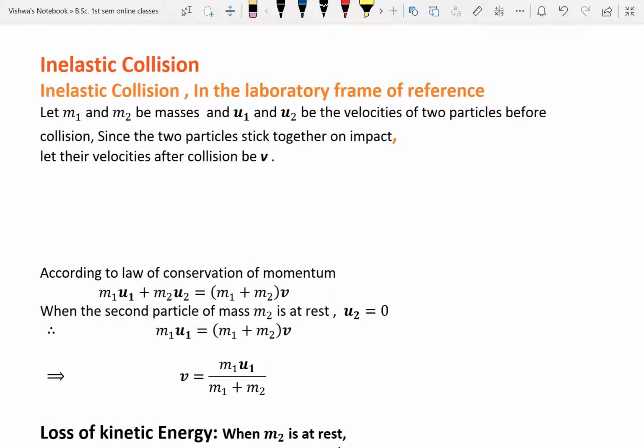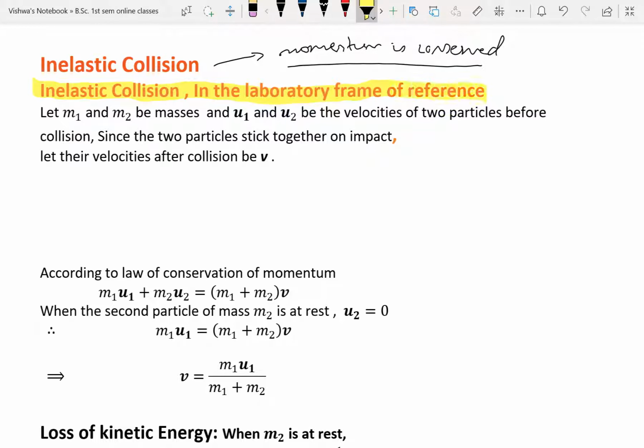As we know, an inelastic collision is a collision in which only momentum is conserved. Momentum is conserved but not kinetic energy. So this condition we are using here. If kinetic energy is not conserved, that means some amount of the energy may be converted into another form. Let's see the inelastic collision in the laboratory frame of reference.